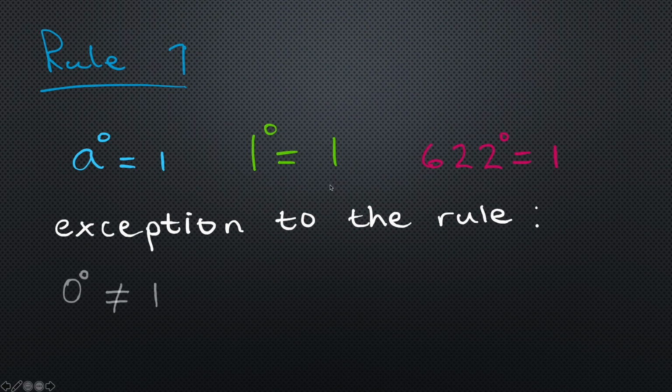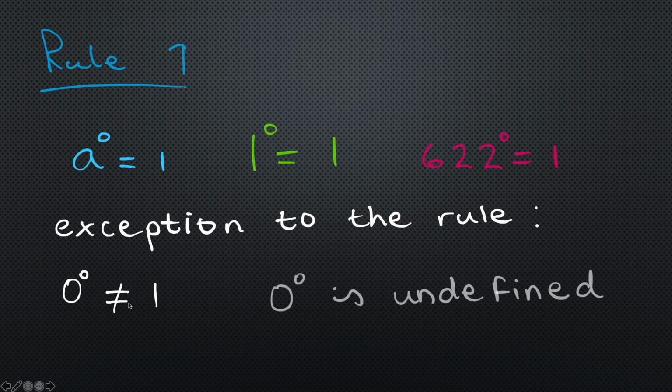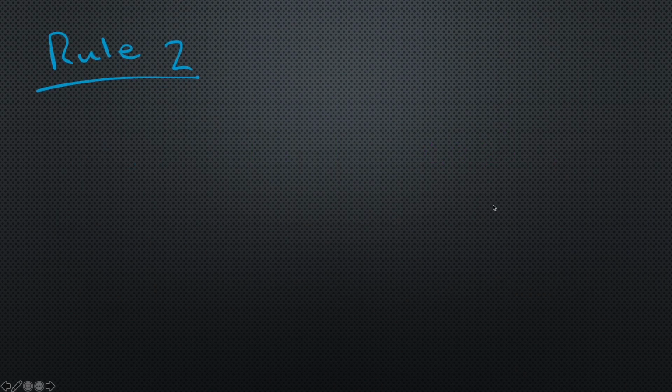There is one exception to this rule, and it's 0. 0 to the power of 0 is not 1. 0 to the power of 0 is undefined, but we don't need to go over why that is. Just remember, even if it's a, or x, or y, or z, anything to the power of 0 is always 1. So, now that we know rule 1, let's go ahead and look at rule 2.